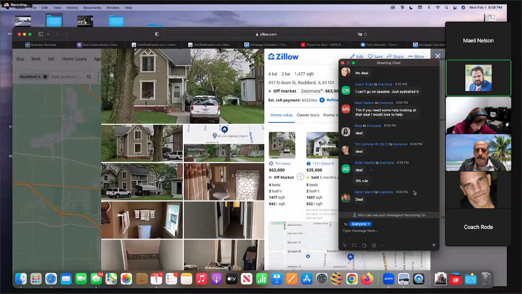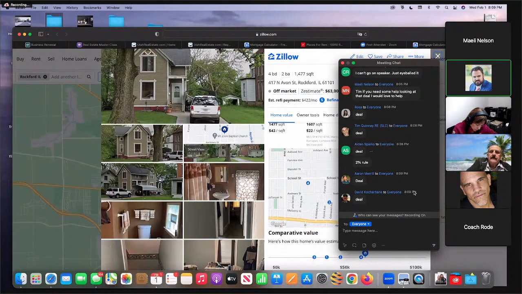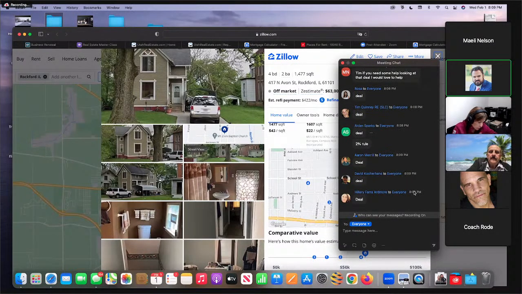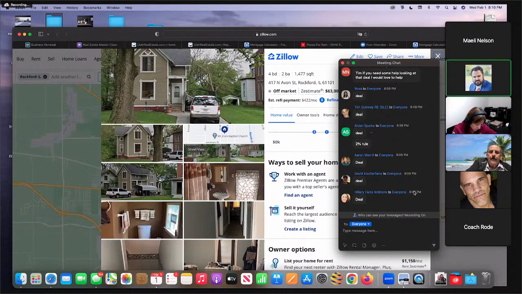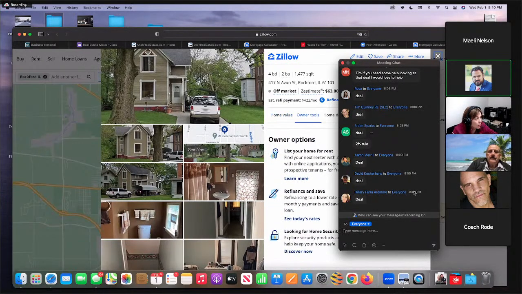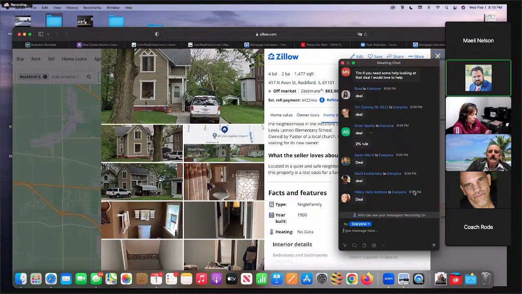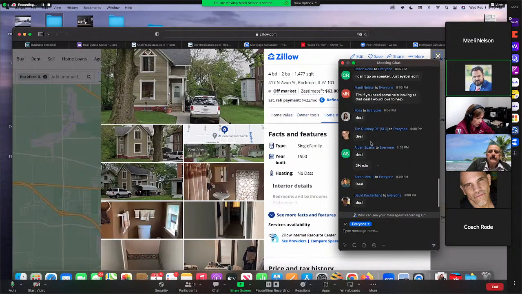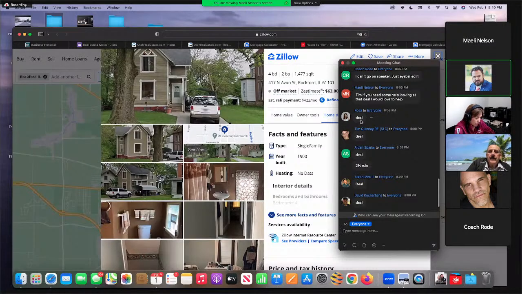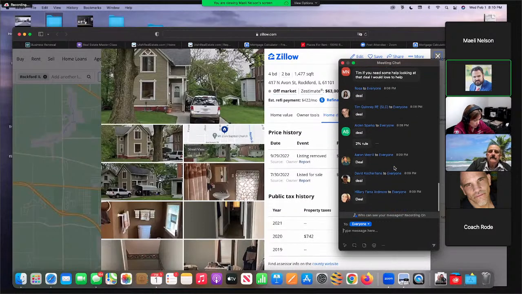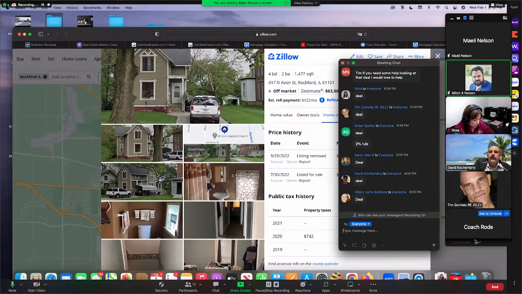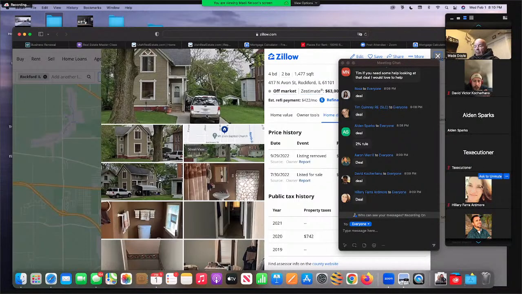Okay, we got 10 seconds left. All right, pencils down. Let's take a look here. All right. So Rosa put deal, but I'm actually going to pick on Alden Sparks because he put something interesting here. Alden, can you come off mute for us? You put 2% rule. Walk us through what you did there.